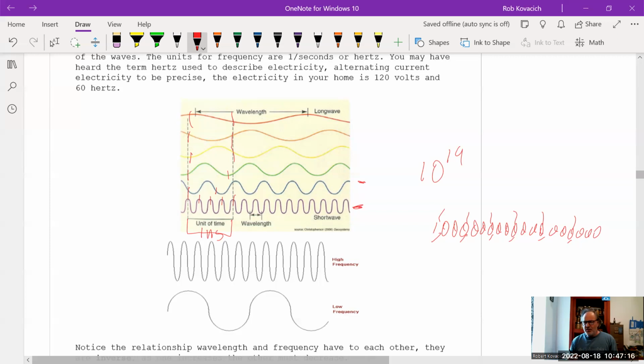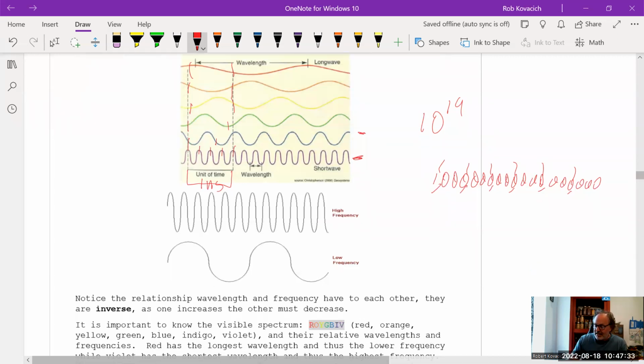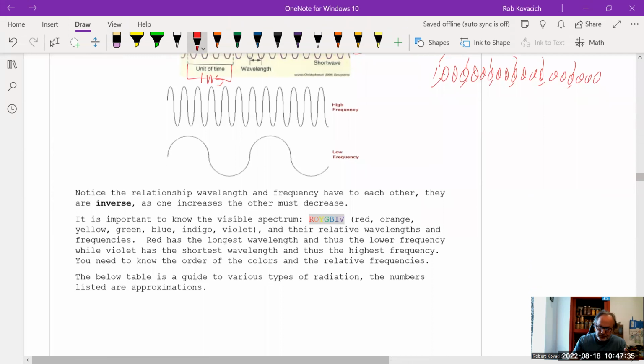Imagine those flip books. If you flipped it really slow, it's obvious that you're looking at individual images. But if you flip it really fast, then it kind of looks like a moving object. So high frequency is associated with short waves, and low frequency is associated with long waves. So their relationship is inverse of each other. And you can talk about it in either direction. It doesn't matter.